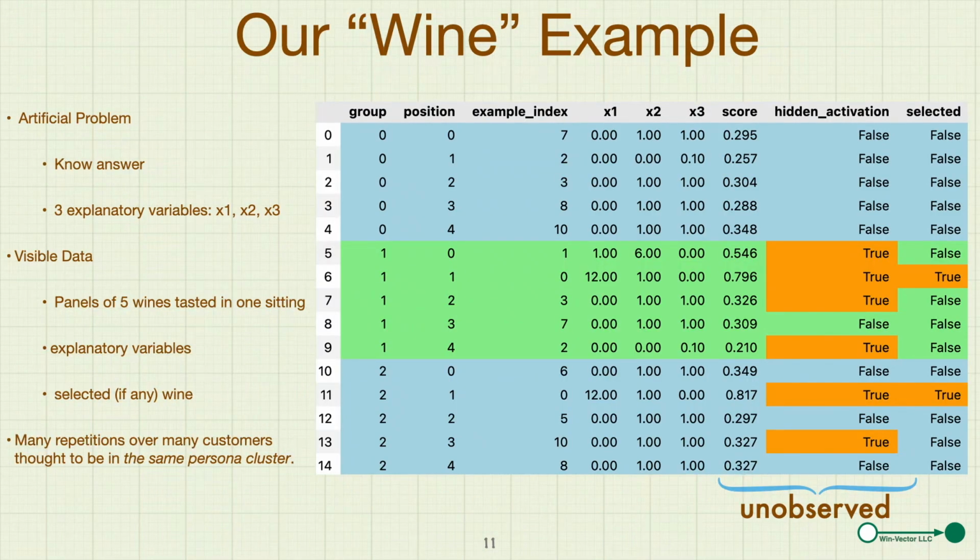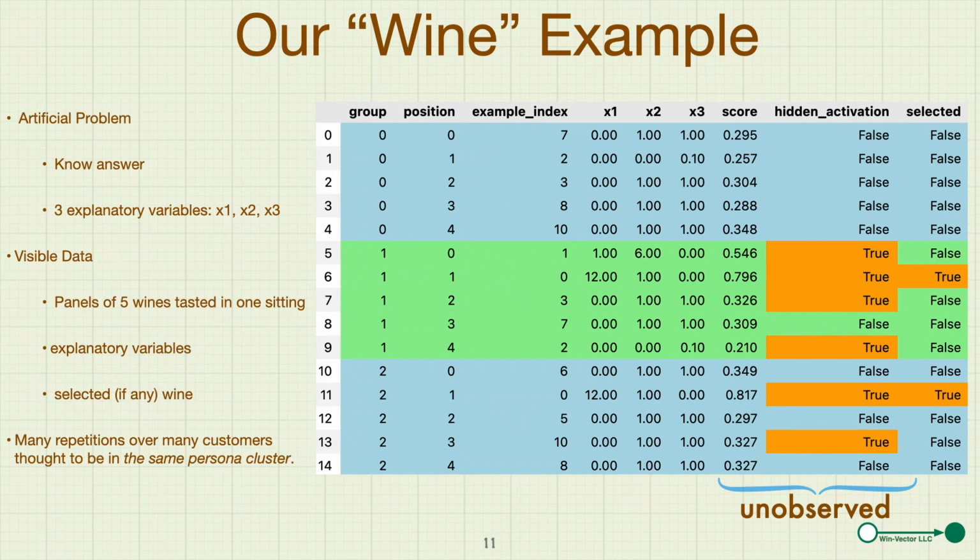Let's go back to our wine example and make this concrete. The data is going to be generated in an artificial example, and read these columns left to right in time. So each panel or group of wines has a number. The first 5 rows of this table are group 0, the next 5 rows are group 1, and the last 5 rows are group 2. In each group presentation, each wine has a presentation position. 0 is first in the list, 4 is last in the list.